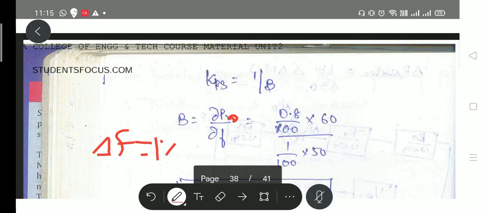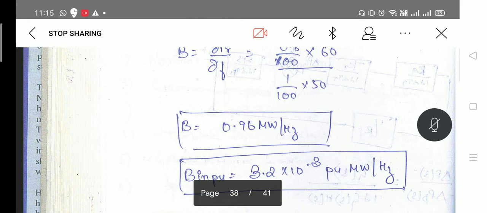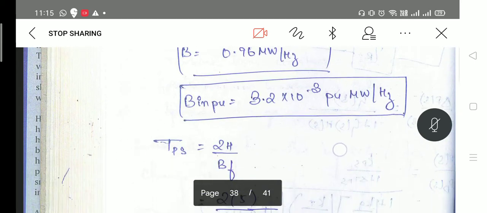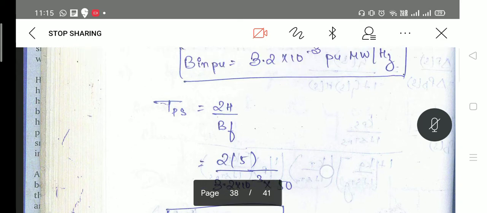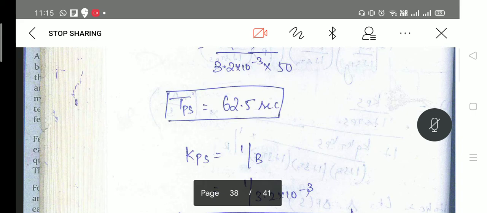Same formulas. After that we will get B value is 0.96 megawatts per Hz. Bn per unit is 3.2 into 10 power minus 3. Okay. Here Tps value is 2H by BF. Here 2 into H value is 5, and BF value is Bn per unit into 50. So from this we will get Tps value is 62.5 seconds.